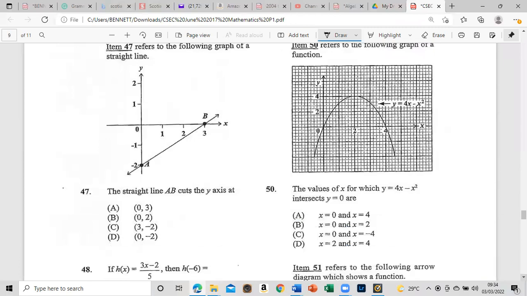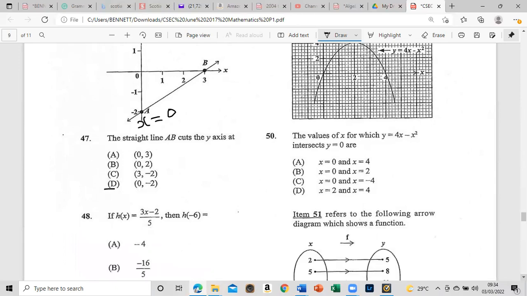47 refers to the following graph of a straight line. The line AB cuts the y-axis at? So where does it cut the y-axis? So the y-intercept, right? So that's the point right here. And at this point x is 0. So x equals 0, so that's 0, negative 2.